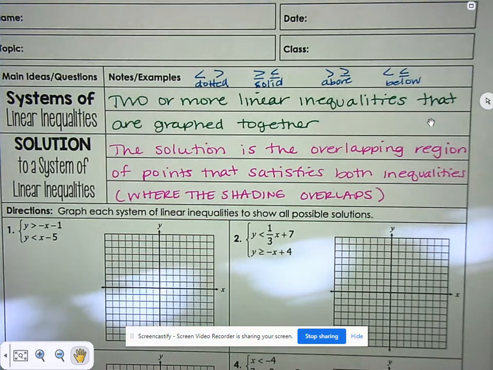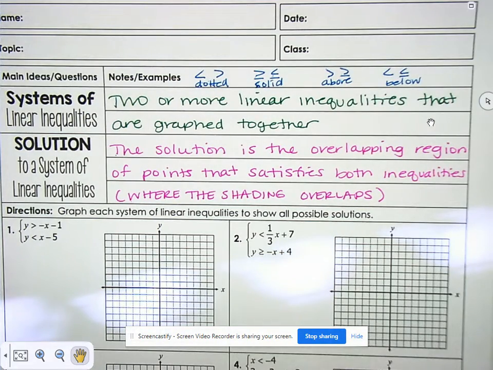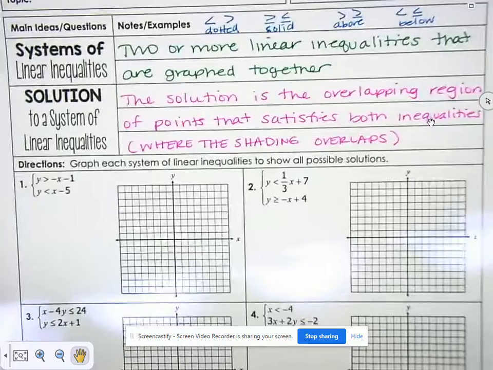I'm trying to get rid of that line on my paper, but it's not going away. It's where my sun's coming in, but we'll just deal with it. Okay.